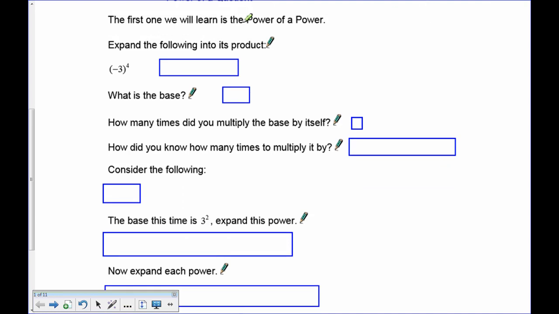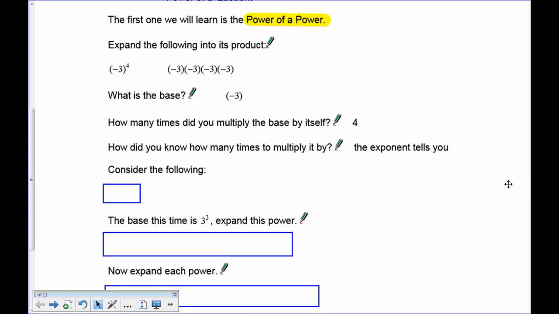The first one we're going to learn is called the power of a power. What I want you to do is expand this out. When you expand this out, this means you have the base, which is -3, multiplied by itself 4 times. That's what the 4 means. So the exponent tells you how many times to multiply the base by itself. So we have -3 times -3 times -3. The base here is -3, so you have to make sure you keep the brackets around the -3 to maintain that base being -3. It says here to multiply the base by itself 4 times, and that's from the exponent. How do you know how many times to multiply it? That's what the exponent tells you.